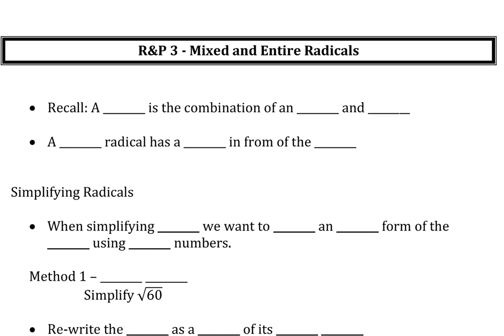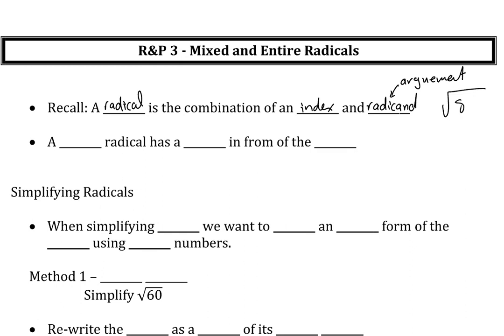Roots and powers 3, mixed and entire radicals. Recall, which is just a fancy word for remember. A radical is the combination of an index and radicand. And another word for radicand that you'll see maybe in your grade 12 is an argument. It's underneath the squiggly of a root sign here.